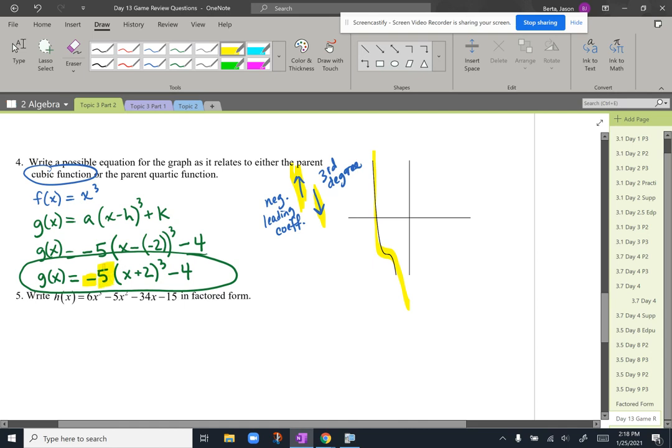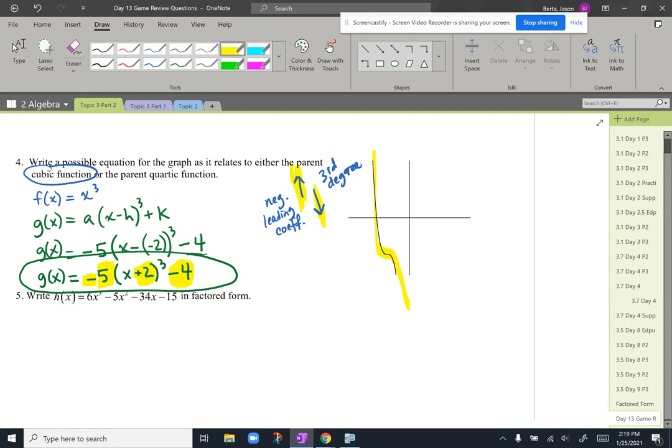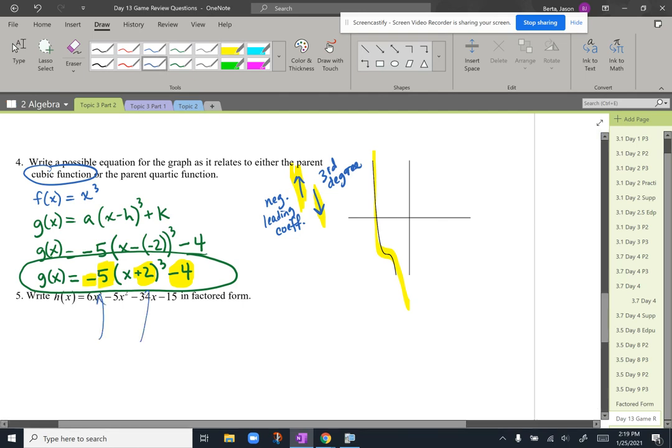A coefficient whose absolute value is greater than 0 stretched it. A +2 inside the parentheses shifted the parent function 2 units to the left, and a -4 shifted it in the vertical direction down 4 units. So those were the key things that I came up with. The specific numbers that you plug in here can vary, but the key is that the k value must be subtracted and the h value must be added, so there's a plus inside the parentheses. We need the negative out front with a coefficient that's greater than 1.